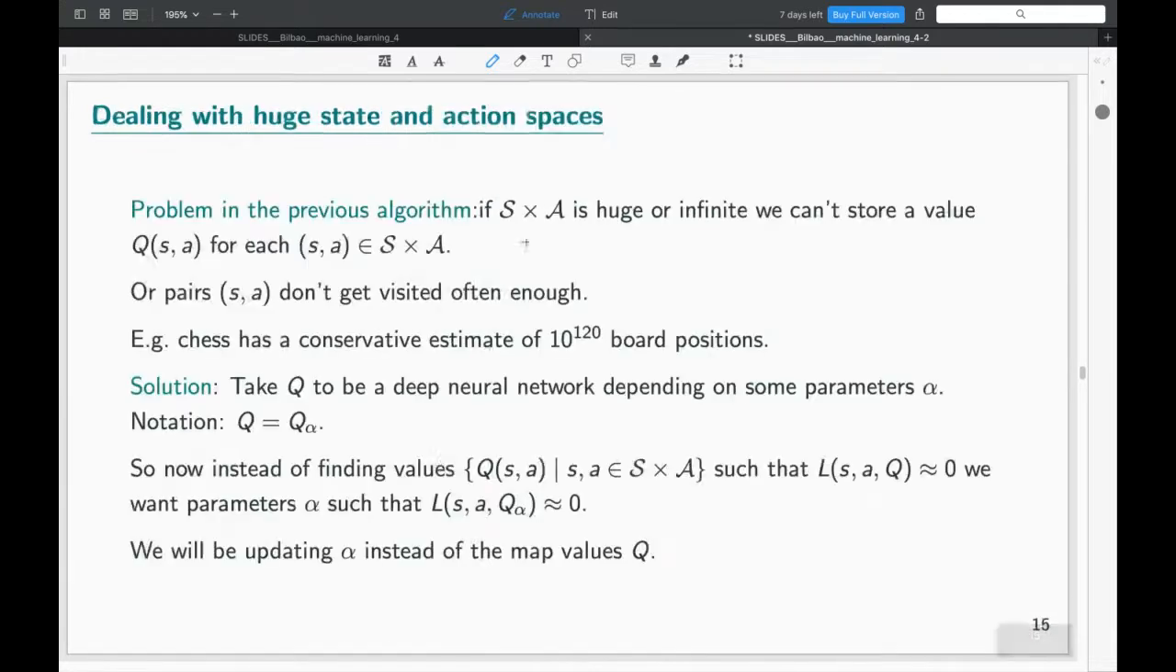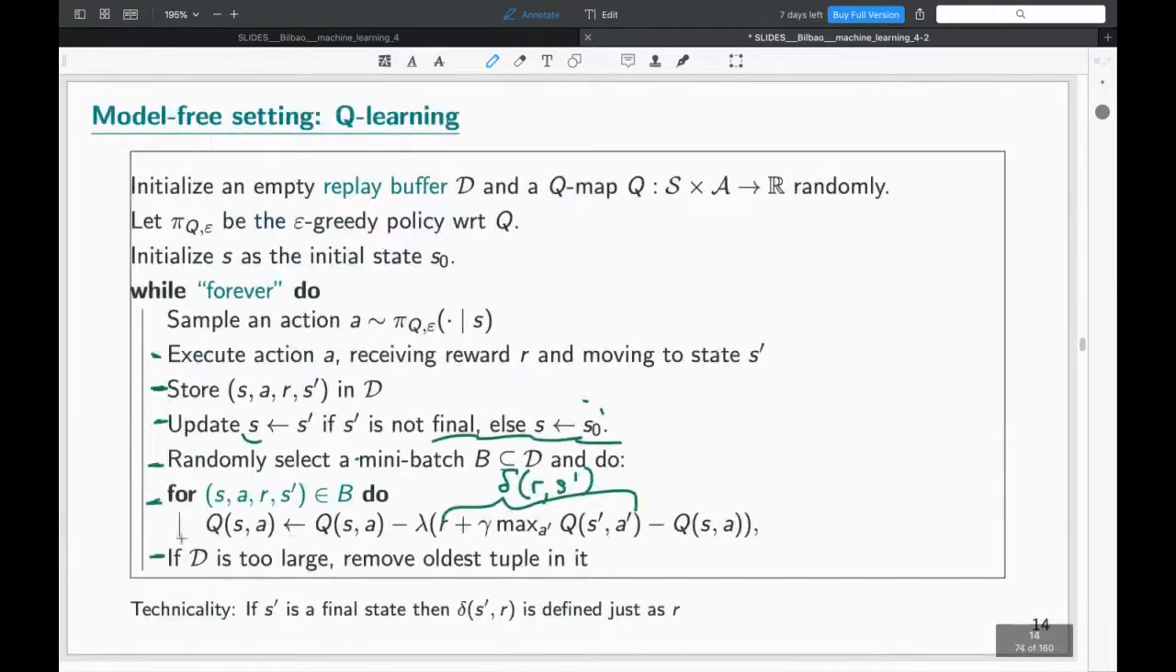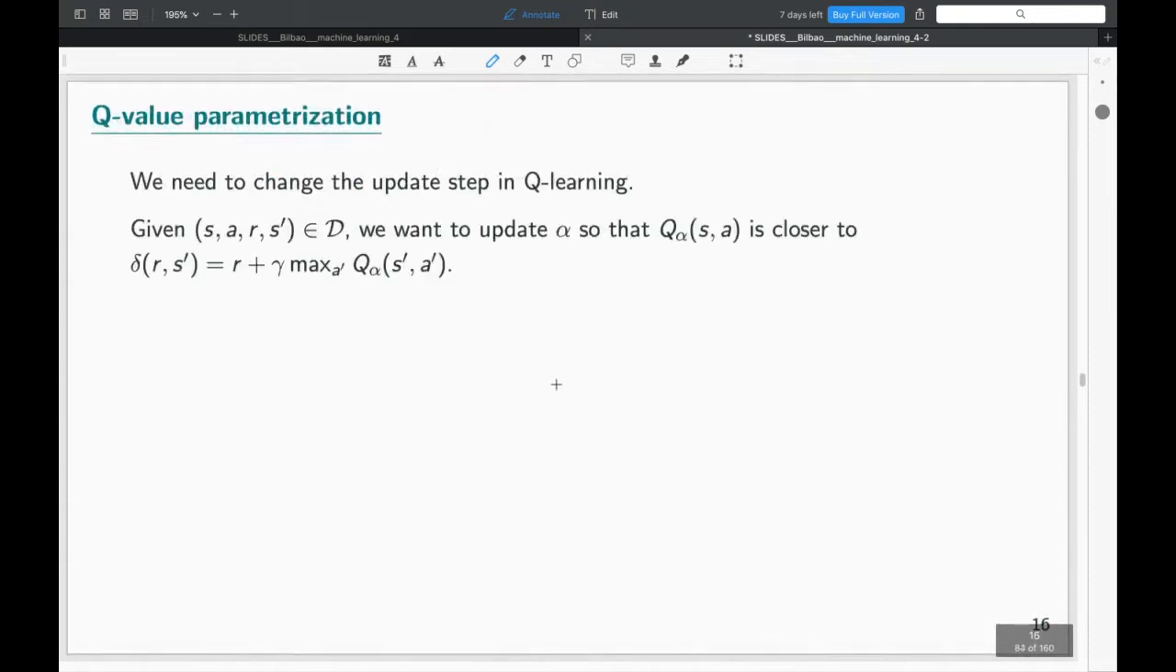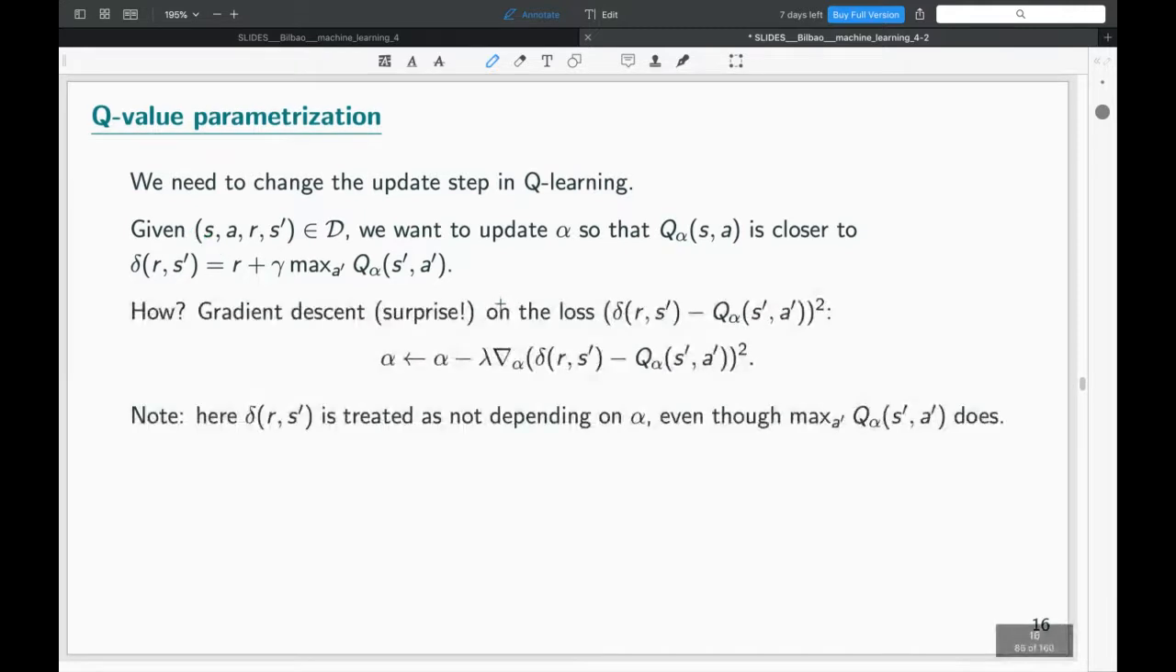Okay, but now we no longer want to update these values. We want to update the parameters alpha. So this step in here doesn't work for us anymore because now we want to change alpha, the parameters. So what do we do? Given a tuple in the replay buffer, we want to update the parameters so that Q alpha SA is closer to this thing here. So how do we do it?